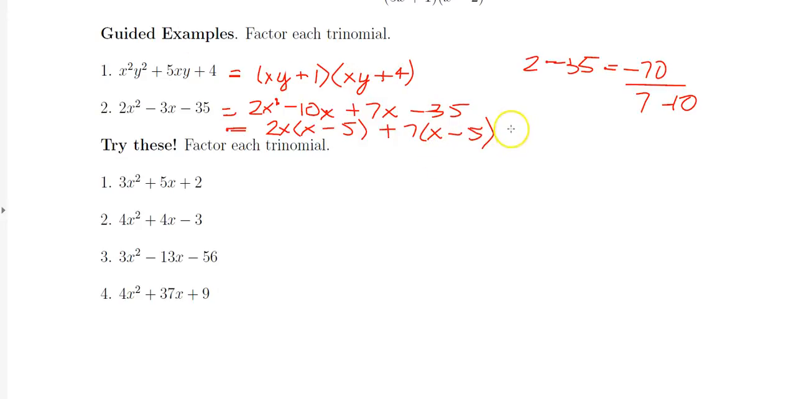So x minus 5 is a common factor. So I have 2x plus 7, and those are multiplied by x minus 5. So we've factored those by grouping.